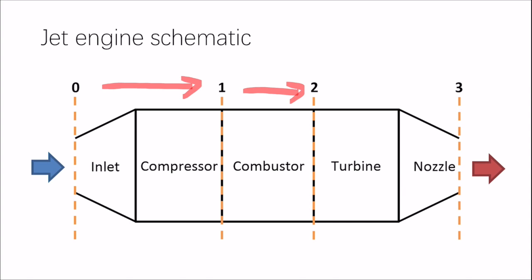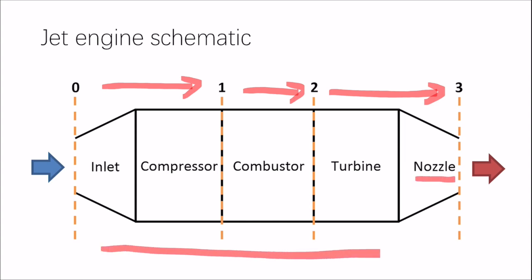From station 2 to 3, through the turbine and nozzle, the gas expands. During this process, the gas does work on the turbine, which is then transferred by the shaft to the compressor. It also does work in the nozzle, accelerating out of the engine to produce thrust. From station 3 to 0, after exiting the jet engine, the flow returns to free stream conditions, cooling down in a constant pressure process.